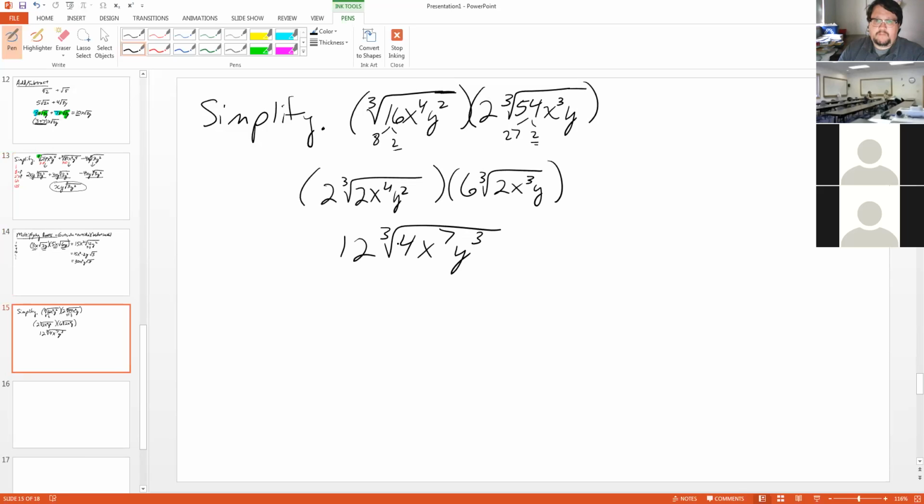By the way, what's the cube root of 4? Well, 2 times 2. There's only 2 of them. It's not a perfect cube. So again, the cube root of 4 is still the cube root of 4. X to the, 7 divided by 3. Well, 3 goes into 7 twice with 1 left over, right? 6 and 1 extra. Got this 12 out here still. And then 3 goes into 3 once, so 1 y. And evenly, so there's nothing left over. So there's your answer, 12x squared y cube root.